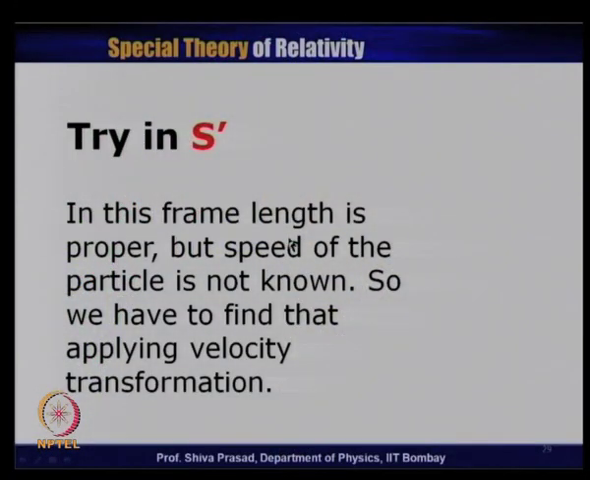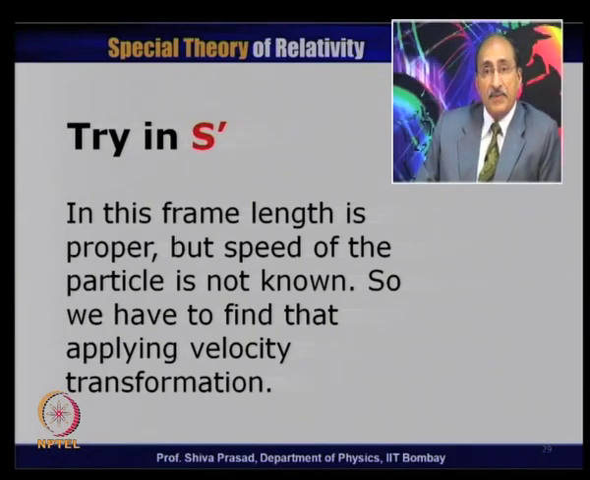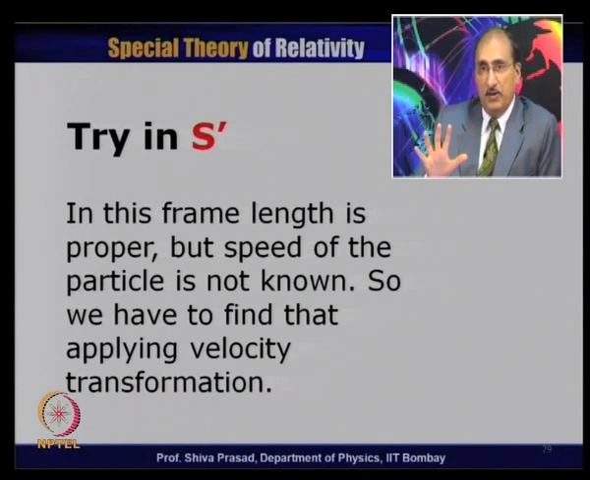Now, let us look at this. What information has been given in the S prime frame of reference? We have already agreed that in this particular frame, the length of the rod is proper because the rod is stationary. Therefore, I know the length, which is 1 meter, which is given in the S prime frame of reference. This has been given to me. But I do not know any other speeds. In fact, I know the speed of S in the S prime frame of reference, but immediately that is not very useful to me because, as I have said, I cannot directly go from S prime to S or from S to S prime.